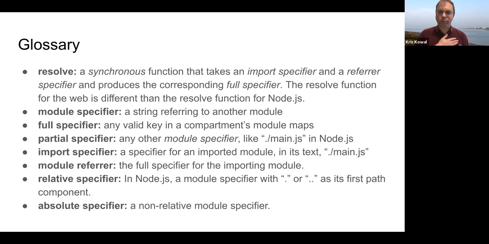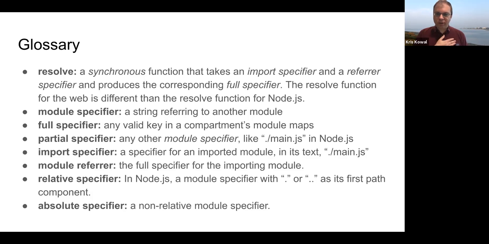A module specifier is the string referring to another module. These appear in many places and APIs. They come in multiple flavors. A full specifier is a valid key in any of the compartment's module map, sometimes called a cache key, sometimes called a memo key, whereas a partial specifier is anything that's not a full specifier. When you write an import statement, what you have there is potentially a full or partial specifier. The resolve function transforms it into a full specifier for the purposes of fetching and all the other mechanisms behind loading and executing modules.